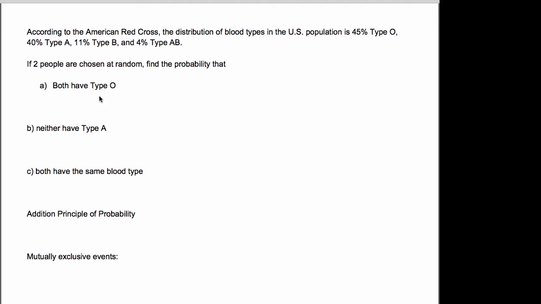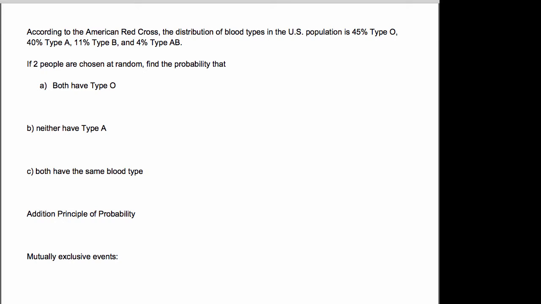So what we're going to be looking at here is pulling out groups of two people and finding the probabilities that their blood types match different configurations. We're going to use this problem to talk about the way that we construct problems in probability. So here we go. If two people are chosen at random, find the probability that both have type O.